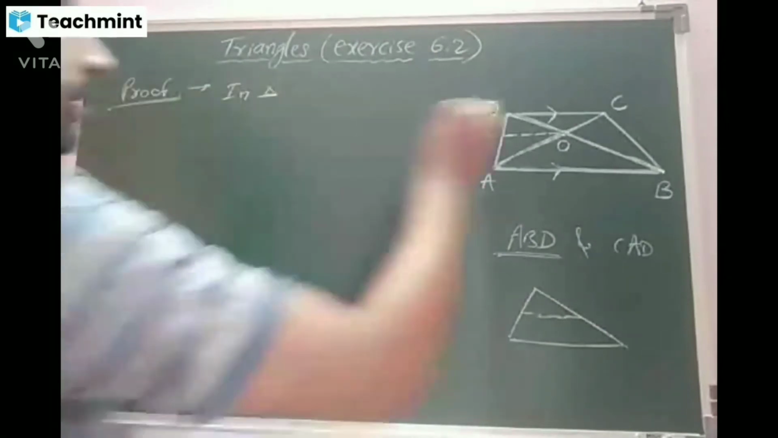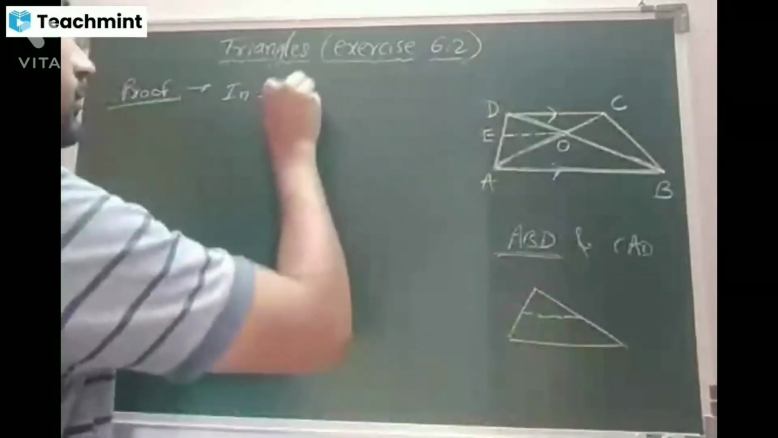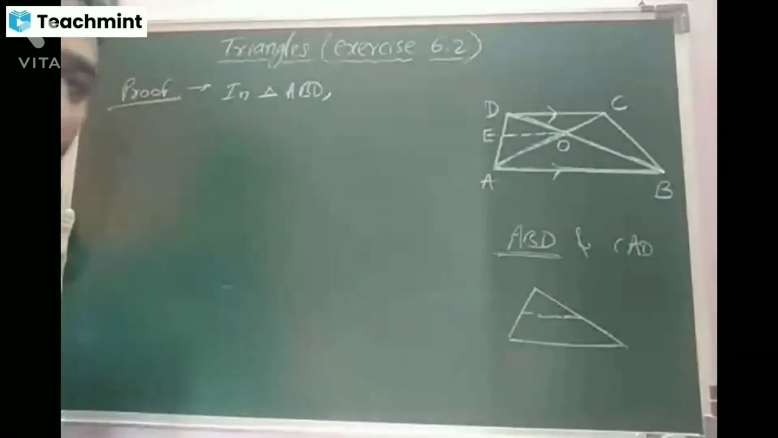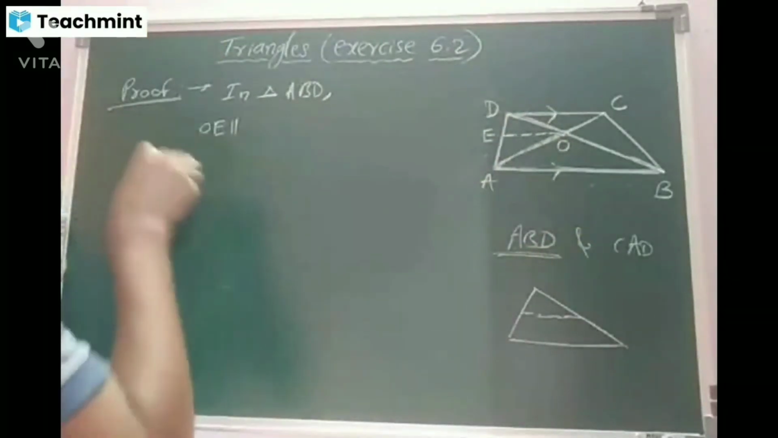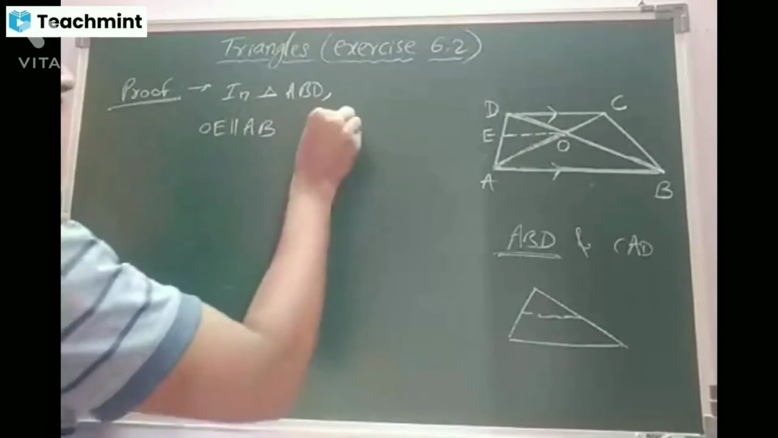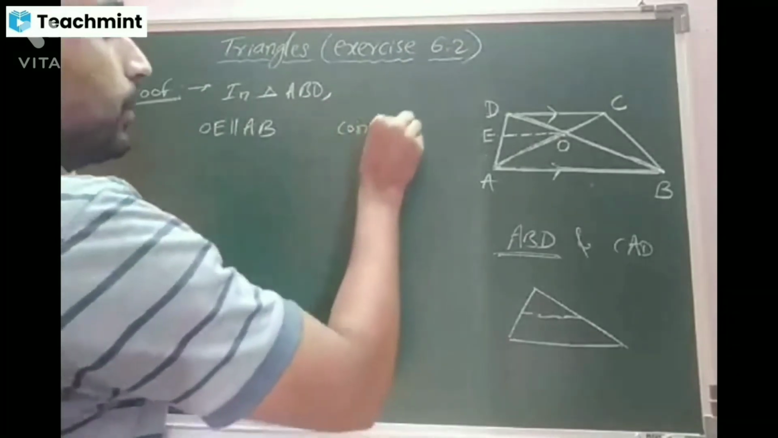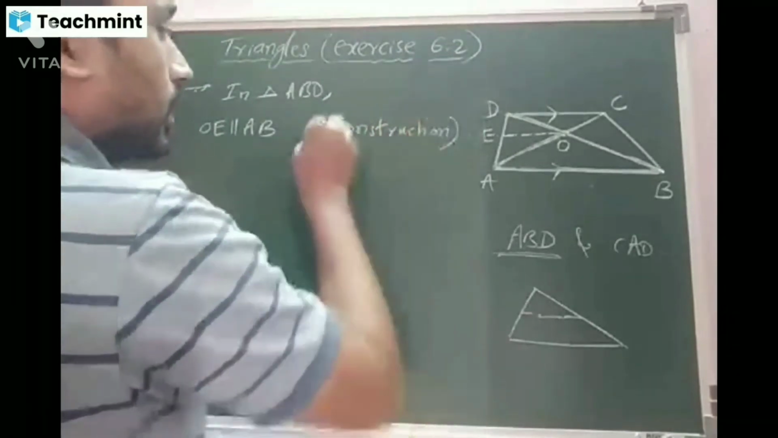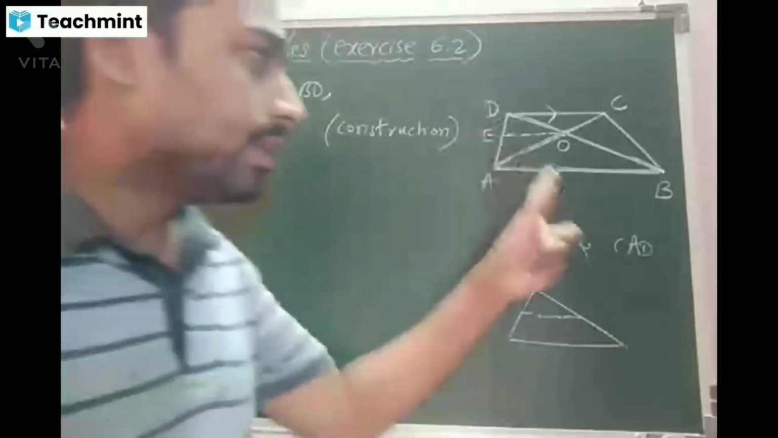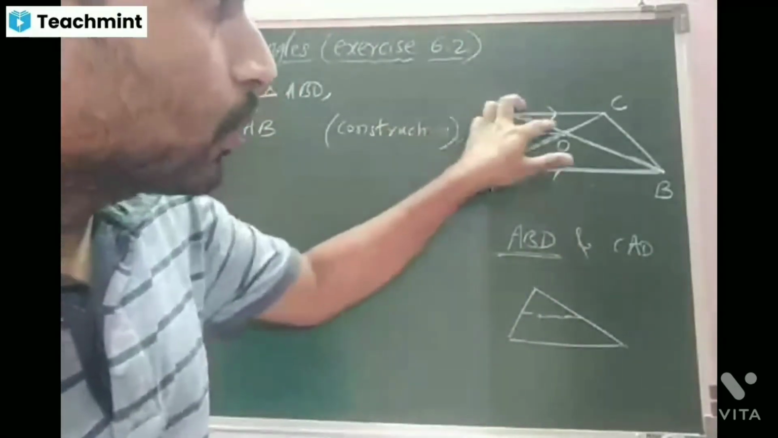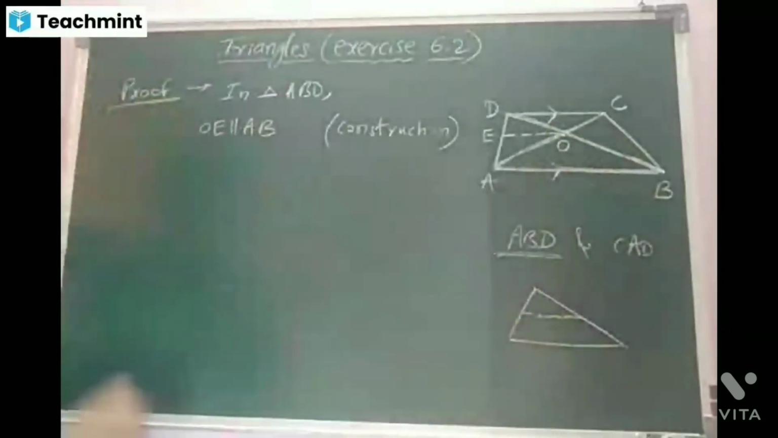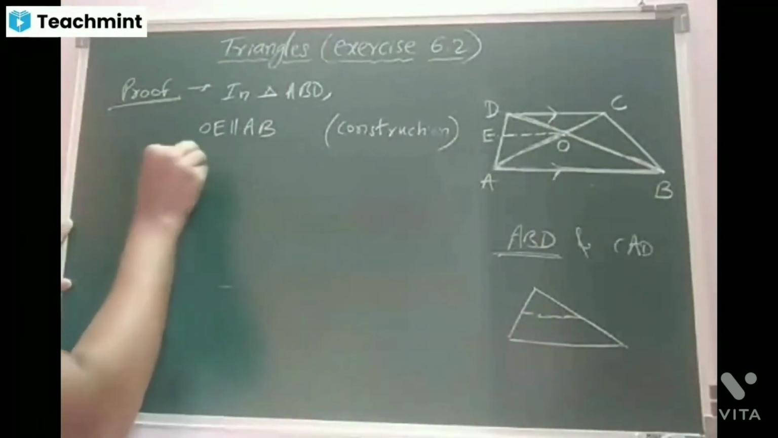In triangle ABD, OE is parallel to BC. The reason is the construction we made; it was not given in the question. When it is parallel, beta, I can apply the BPT: part by part is equal to part by part. Correct? Yes, sir.